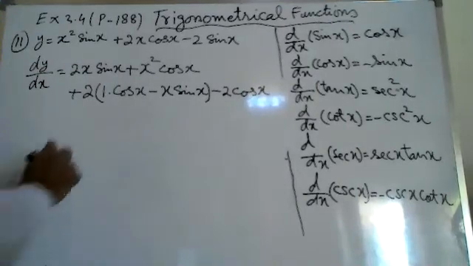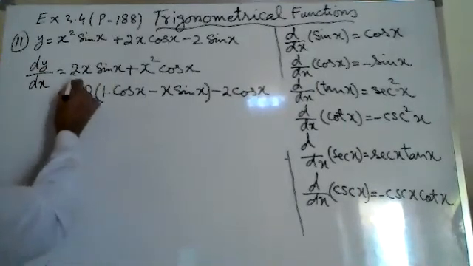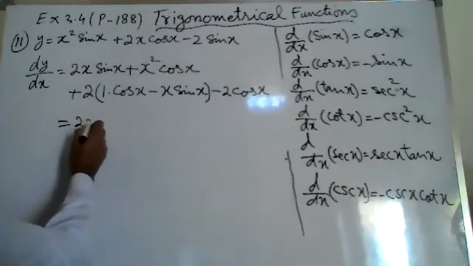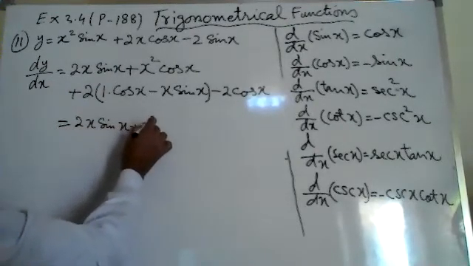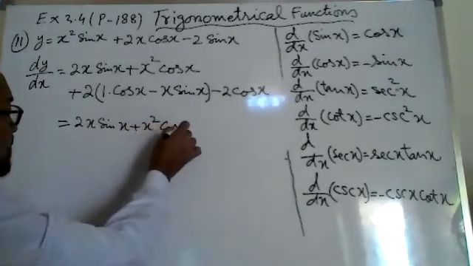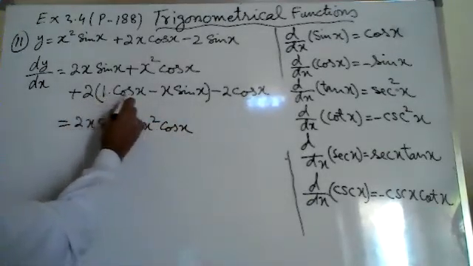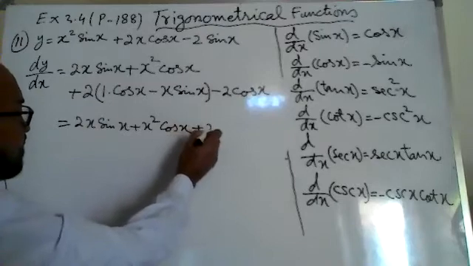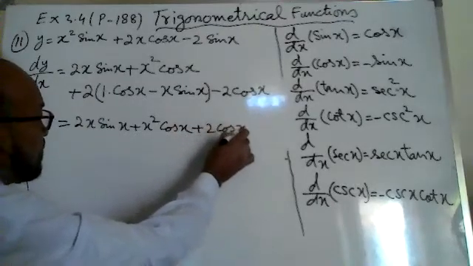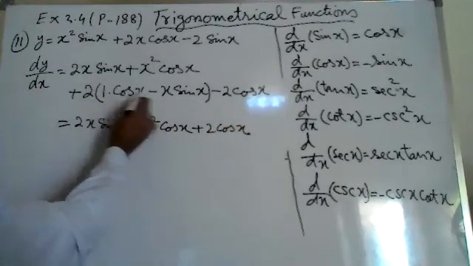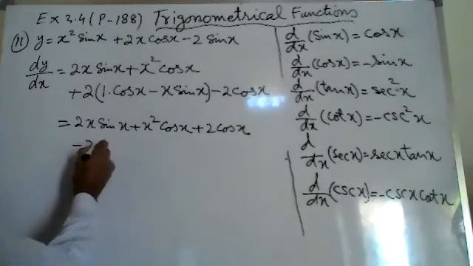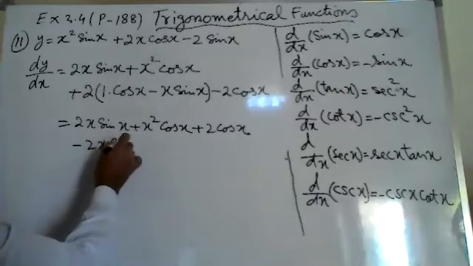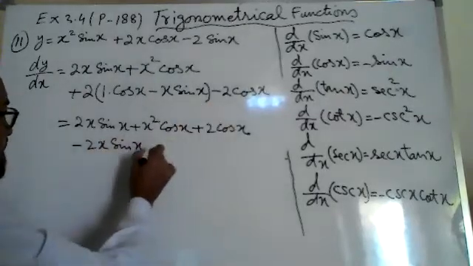Now we'll open it. 2x sin x plus x square cos x. 2 into 1 into cos x will be 2 cos x. 2 into x into sin x. So plus minus minus 2x sin x minus 2 cos x.